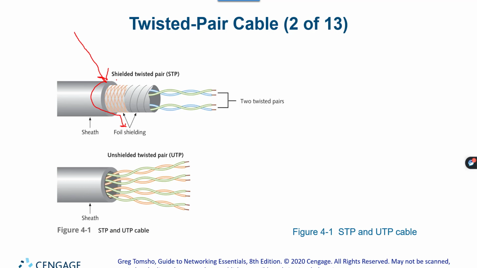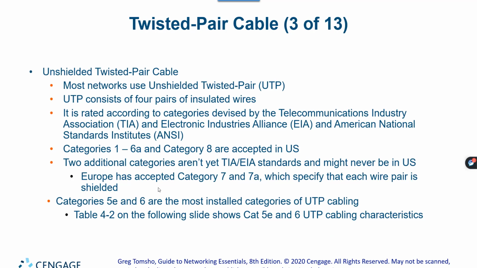In unshielded twisted pair, we don't have that extra layer of foil. So what's going to happen is the magnetic field is going to pass directly through the wire and cause more problems. So that's the big difference and why you're going to pay more for shielded twisted pair, because it takes more material to make the shielded twisted pair. Most networks use unshielded twisted pair. That's just because of the cost. Typically, the business people want to go with the cheapest option.